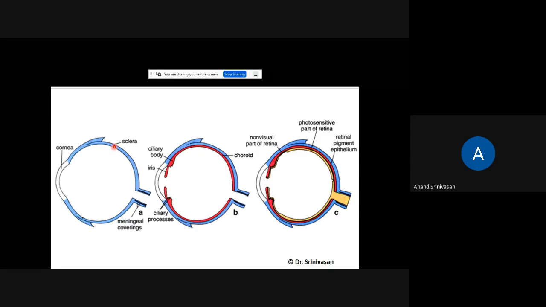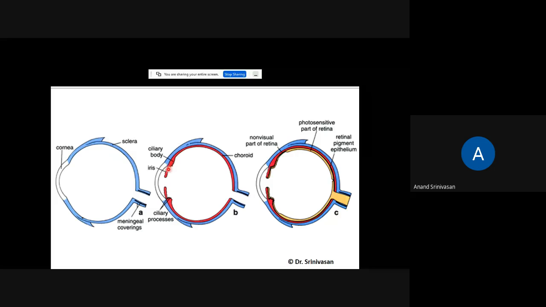The next layer, which is inside the sclera, is called the choroid layer. It is dark in color mainly because of the blood vessels which are present in it. And if you see anteriorly, the choroid is modified. There are some modified structures which are called the ciliary process and ciliary body.